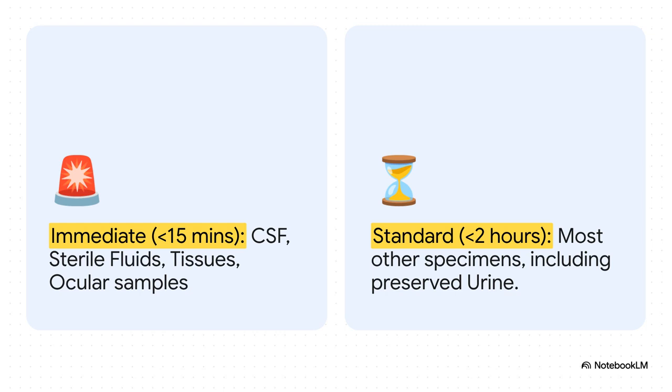Okay, you've collected a perfect specimen. Now what? Well, the clock is ticking. For absolutely critical samples like CSF, transport to the lab has to be immediate. We're talking less than 15 minutes. That's because some bugs like Neisseria meningitidis are incredibly fragile and will just die off if they sit around, totally compromising the diagnosis. For most other samples, the rule of thumb is under 2 hours.